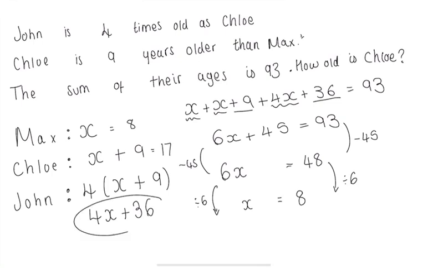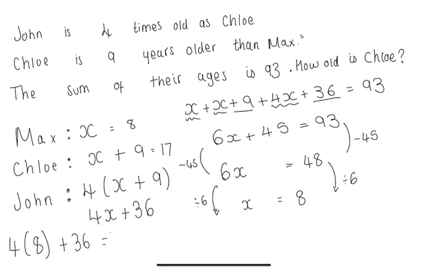Now, we don't necessarily need to work out John's age, but we can work it out if we want to, because it's only asked us how old Chloe is. But if we did that as well, we'd say that John is 4 lots of x, which is 8, and then we need to add on 36. So if I do 4 times 8, that gives me 32. Add on 36, he would actually be 68.